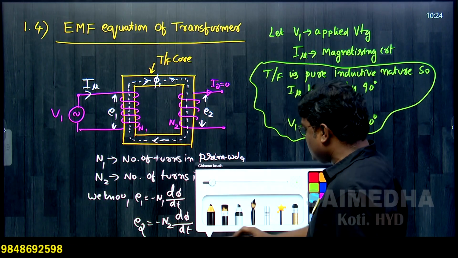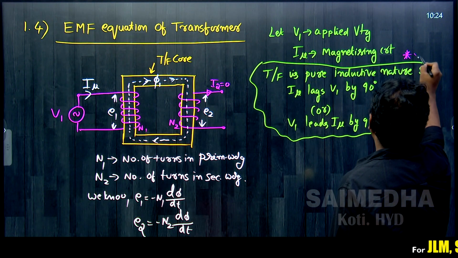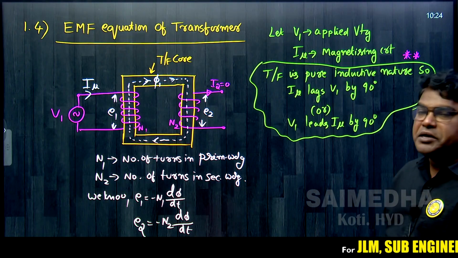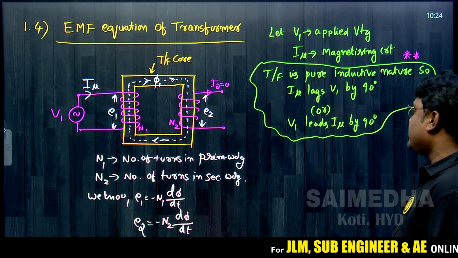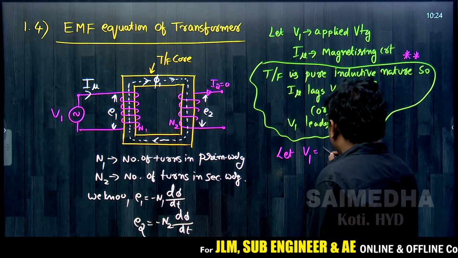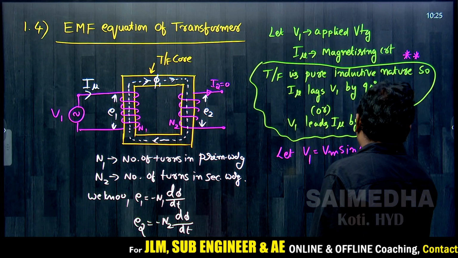So this is one of the questions. What is the relation between these two? The magnetizing current lags the applied voltage V1 by 90 degrees, and the applied voltage leads the magnetizing current by 90 degrees. Now assume that V1 is equal to Vm sin omega t plus 90 degrees.